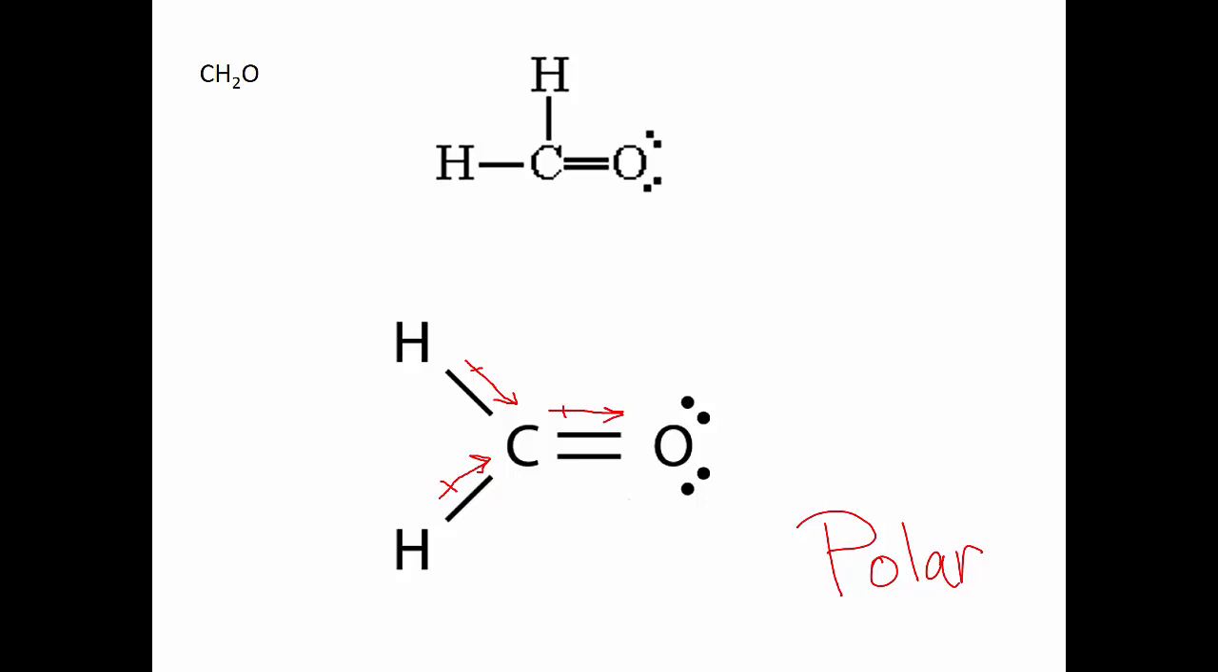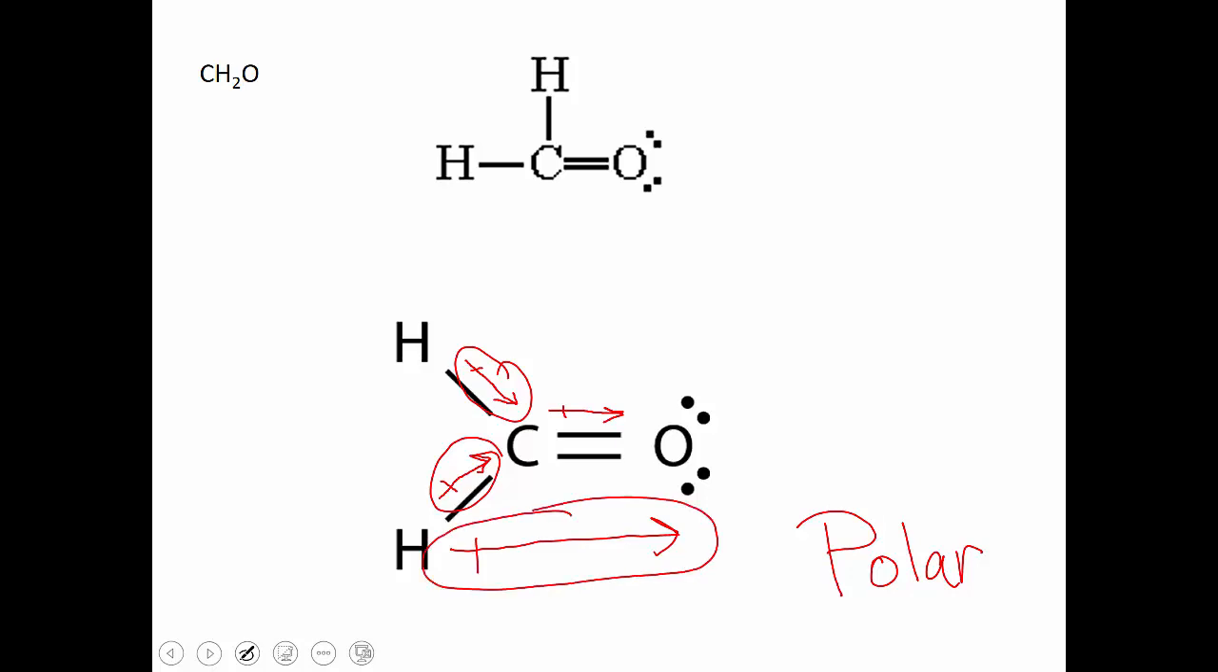If we were to add up our vectors here, we see that there is an overall direction towards our oxygen. Both of these arrows here are feeding into that left to right direction. So these two would cancel out vertically but not horizontally. So we would be left with an overall dipole towards the oxygen of this molecule.